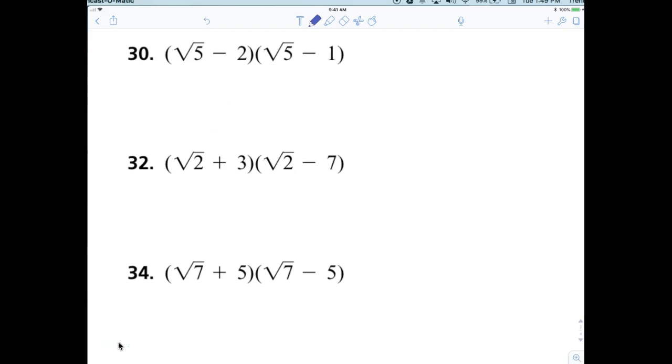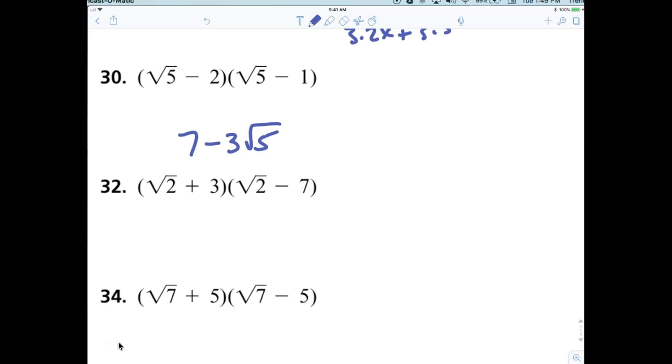Uh-oh. I already made a mistake. Oh, no. I got 2 radical 5 plus 2. I understand it. I know. I get it. All right, let me show you again. Quiet and listen. Here we go. If I said, for example, x plus 2 times x minus 1, that answer is not x squared minus 2.